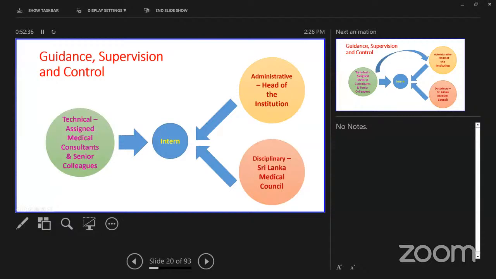Usually, the Sri Lanka Medical Council is the disciplinary authority of interns, but when you become a fully privileged medical officer, the disciplinary authority is transferred to the administrative side, the Ministry of Health. And administratively, the head of the institution where you are doing your internship will be the administrative supervision. So you will be under the three domains of guidance, supervision, and control: technically, administratively, and disciplinary. Please remember this aspect when you are commencing your internship.